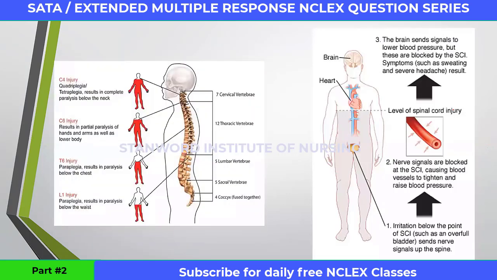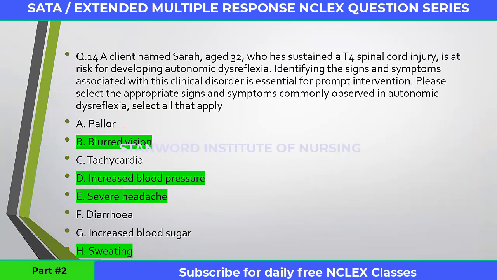So the right answers we will find here. Blurred vision, as I have explained, is due to vasodilation. Okay. So vasodilation here means dilation of the pupil, and it directly impacts the retina that forms the image. So here the symptom occurs: blurred vision.